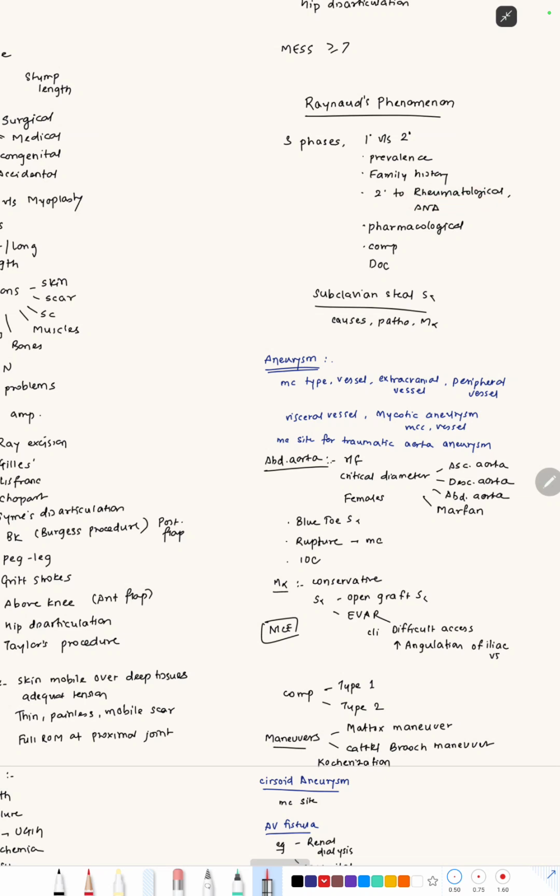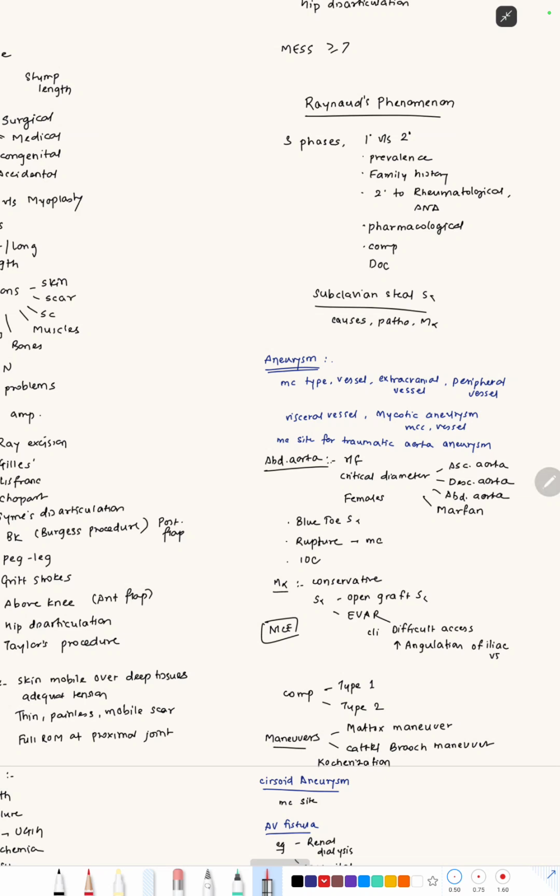Pharmacological treatment is generally done in case of secondary Raynaud's disease. Complications like gangrene are present in secondary Raynaud's disease and generally not with primary Raynaud's. And the drug of choice that is generally asked is calcium channel blockers.